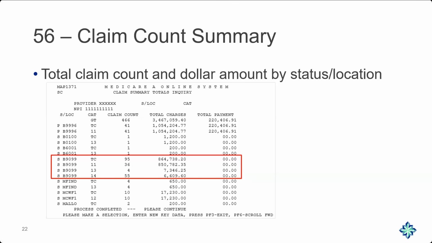Then it shows a breakdown of where those 466 claims are. TC right here means total count or total claims in a particular status location. And then it breaks it down by bill type. So 1-1 is a 1-1X, so inpatient hospital. 1-3 is a 1-3X, outpatient hospital.